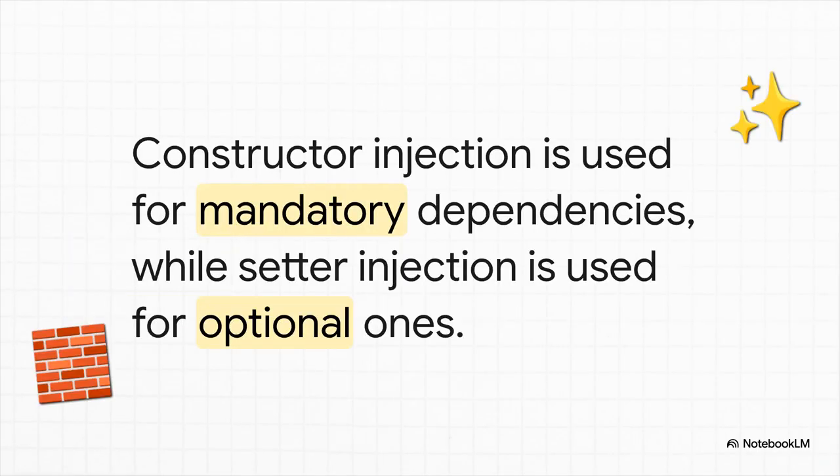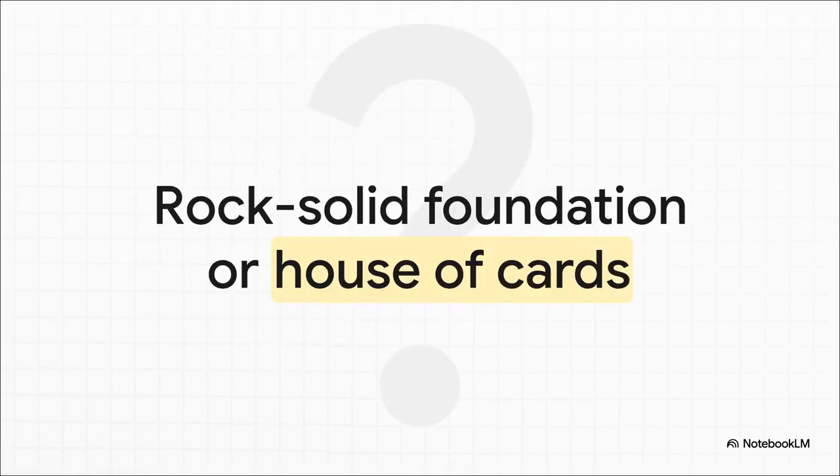At the end of the day, it's not about one being better than the other. It's about a strategic choice. Constructor injection gives you safety and guarantees for the things you can't live without. Setter injection gives you flexibility for the things that are optional. And that brings us to the final question you should ask yourself when you look at your own code. Is your dependency strategy building a rock-solid, predictable foundation, or is it building a house of cards that could tumble down with the next change? The choice and the power is in your hands.